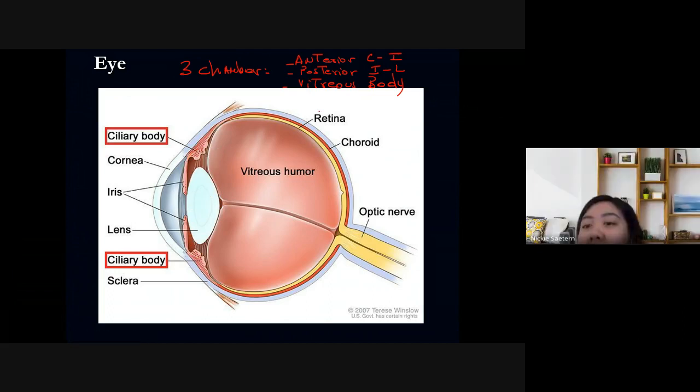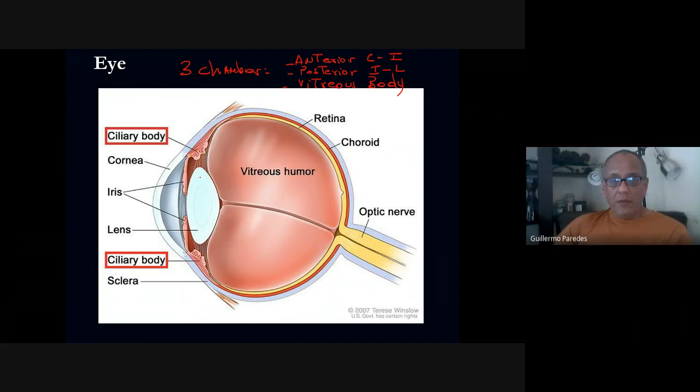Now, listen to what I said: posterior to the posterior chamber is called the vitreous body. Because it's more behind, on the back, that doesn't mean it is the posterior chamber. No, this is called vitreous humor or vitreous body, either way. This vitreous body is a fluid that is a gel.